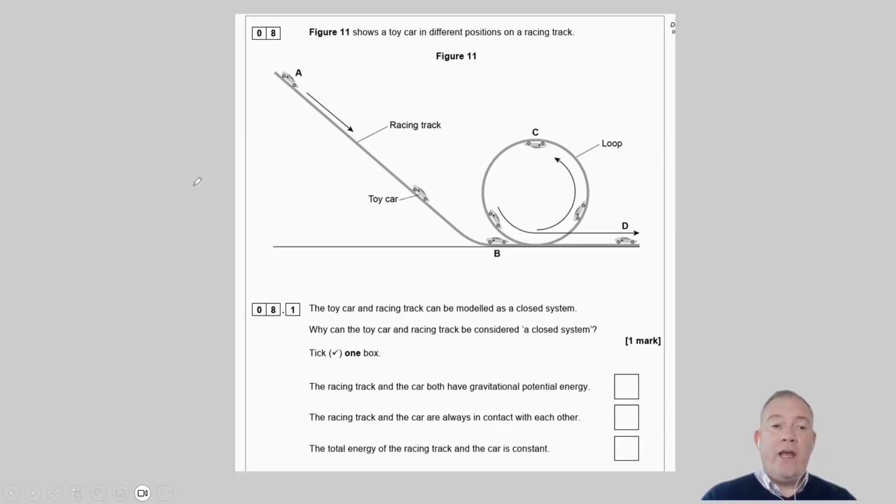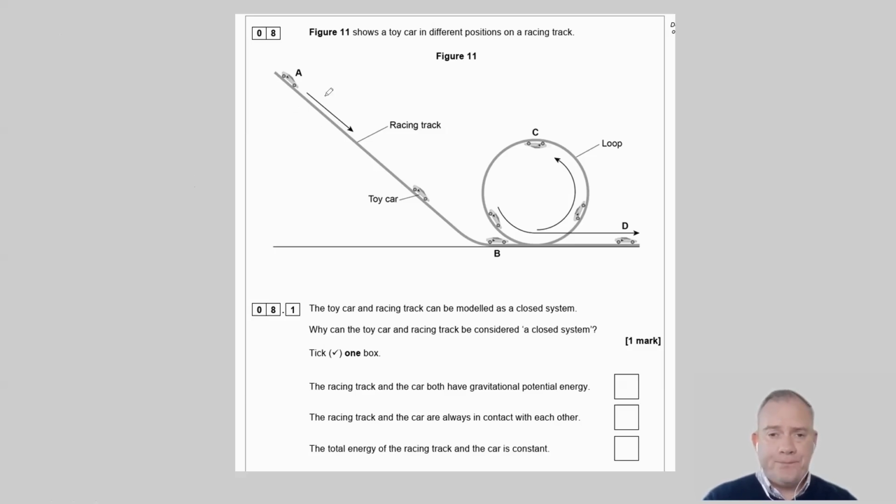Think of a thermos flask. You want it to have hot coffee in it. You put your hot coffee in the morning, and you put the top on. That is going to stay hot for the majority of the day. No thermal energy can escape. Well, what's a flask got to do with this racing track?